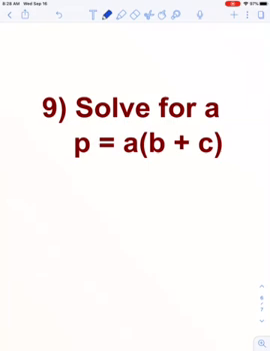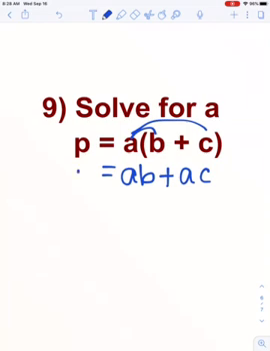All right, 9 is tricky. My first reaction is to distribute because I see parentheses. A times b is ab plus a times c is ac. Here's the problem. If I was trying to solve for b or c, that would be great. I could distribute and I would be okay. But I'm not. I'm trying to solve for a. And when I distributed it, I did just that. I took my a and I put it in multiple places.